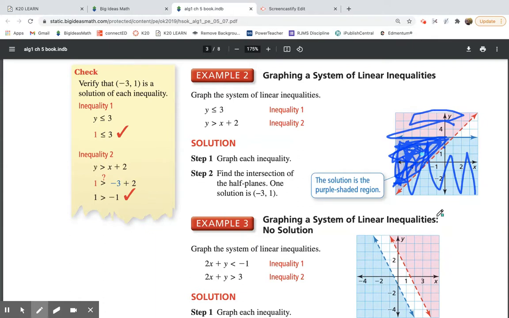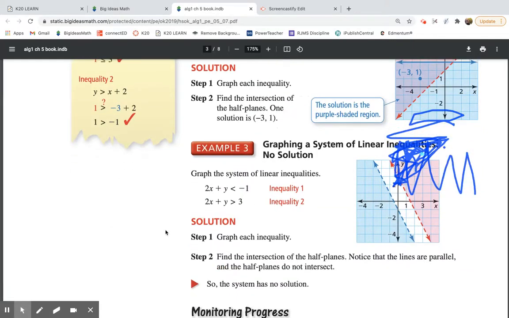Okay, so another example. Example 3. Graph the system of linear inequalities. So again, we have two inequalities. This time, neither of them are solved for y yet. So we're first going to have to rearrange them before we can graph.